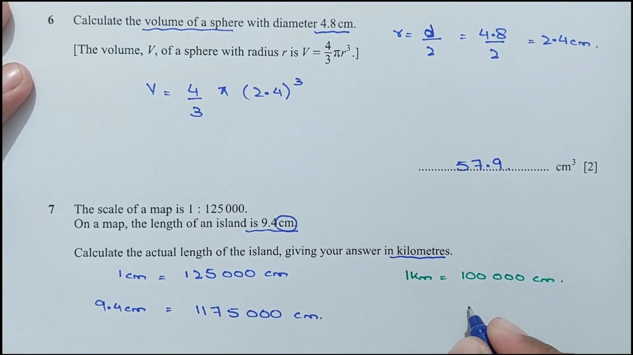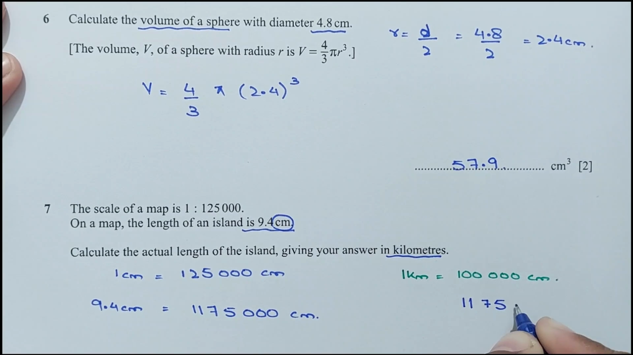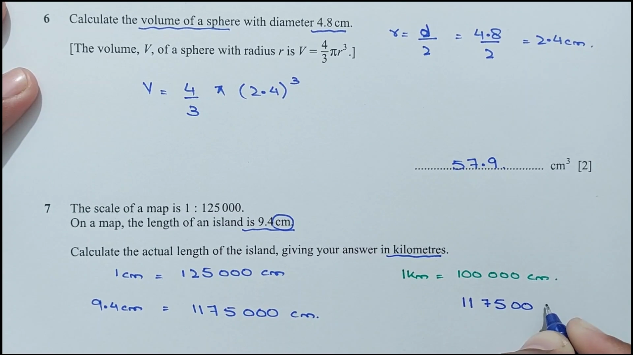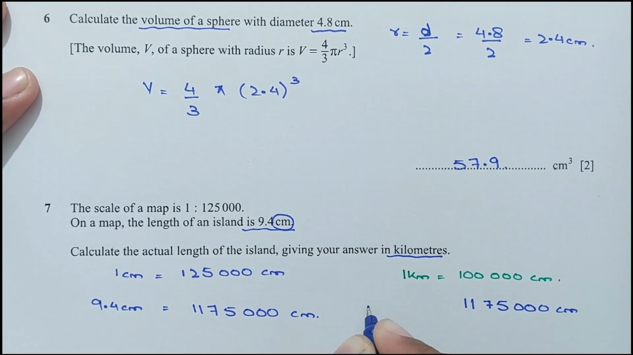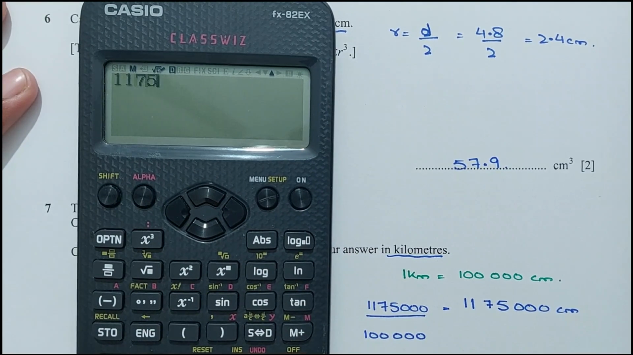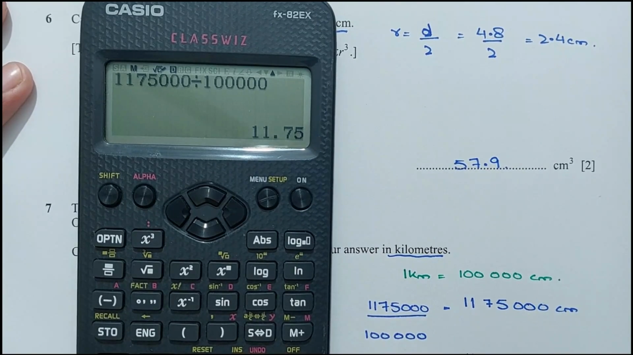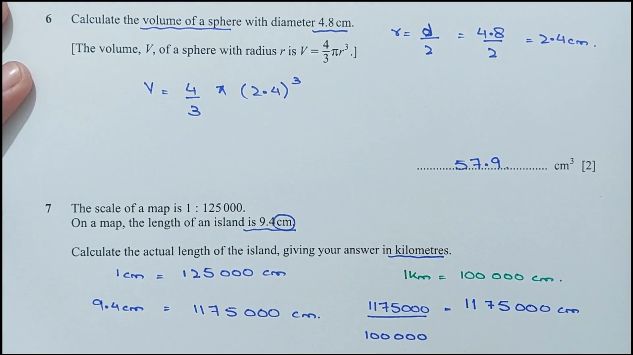So 117,500 centimeters should be equal to 117,500 over 100,000. This is the actual scale. 117,500 divided by 1 followed by 5 zeros is 1.175. So 1.175 kilometers is the actual length of the island in terms of kilometers.